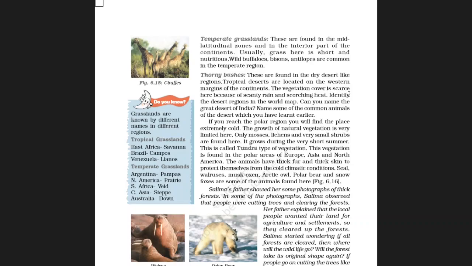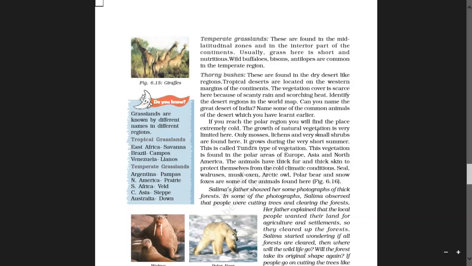Identify the desert regions in the world map. Can you name the Great Desert of India? Name some of the common animals of the desert which you have learnt earlier. You yourself, with the help of Google, search for these answers, and if you are not able to find them, you can ask me. Later on, I will tell you. You will easily get it from Google.